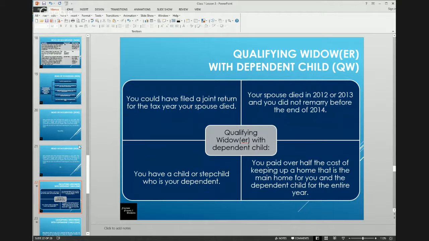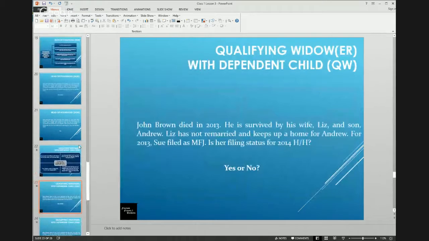And much like head of household, you paid over half the cost of keeping up the home that is the main home for the dependent for the entire year. So let's look at a couple more examples here.